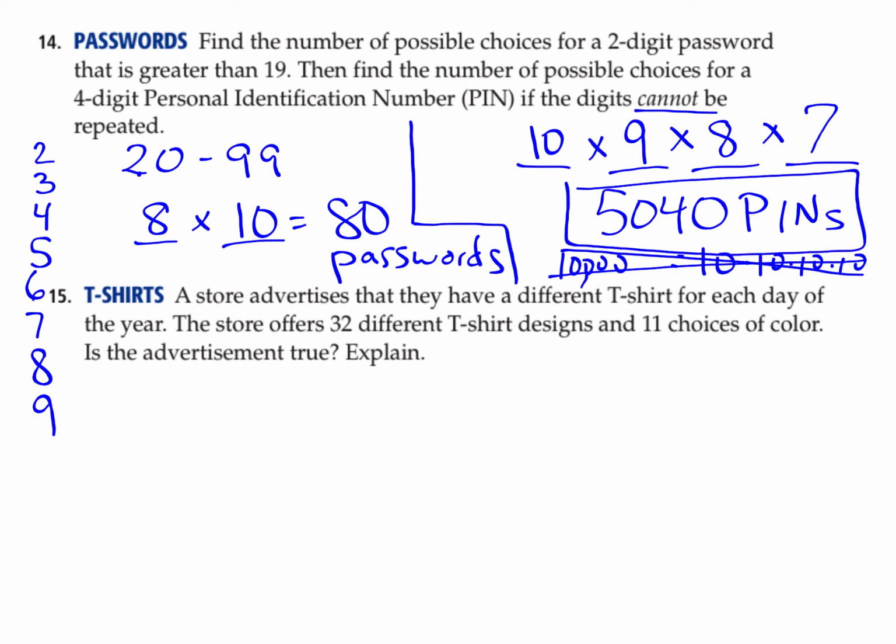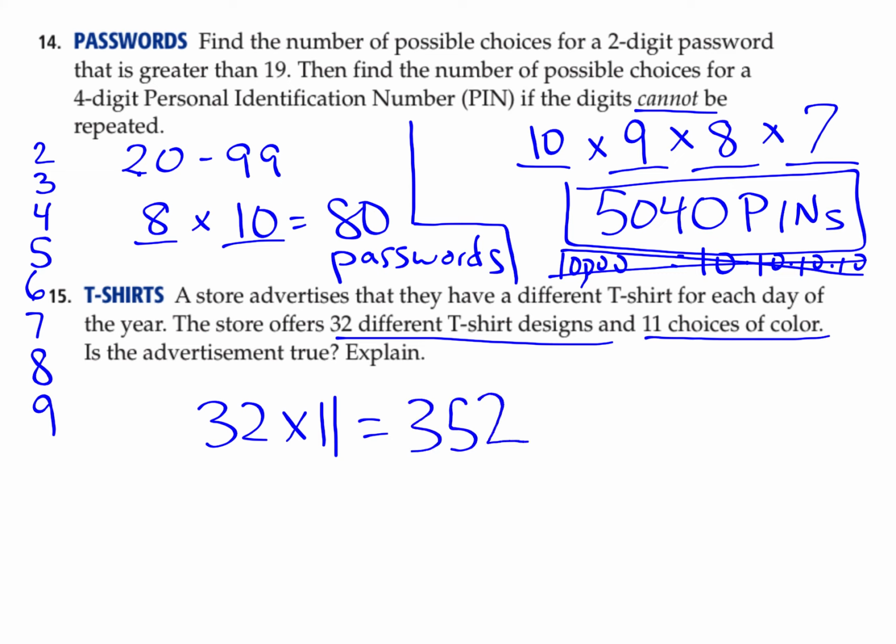Okay, number 15. A store advertises that they have a different t-shirt for each day of the year. The store offers 32 different t-shirt designs and 11 choices of color. Is the advertisement true? Okay, we've got 32 t-shirt designs, and we're going to multiply that by the 11 choices of color, and we get 352. Now, do they have one for each day of the year?